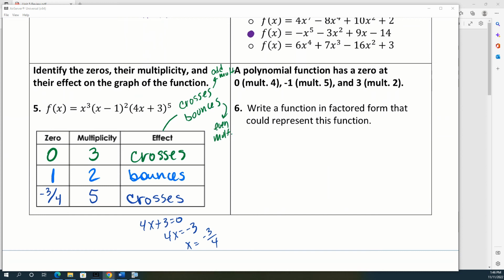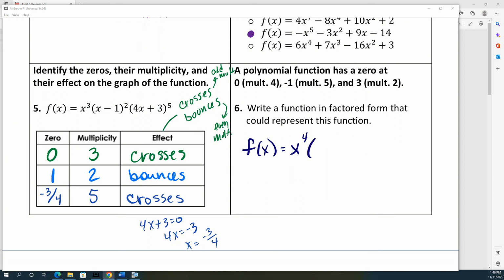Okay. And then for number 6, we're going to find a function that has these zeros, and we're just going to write it in factored form. So we have those zeros with those multiplicities. If your 0 is 0, it's going to be a situation like this, where it's just going to be x to some power. The power here is going to be 4 because it had a multiplicity of 4.